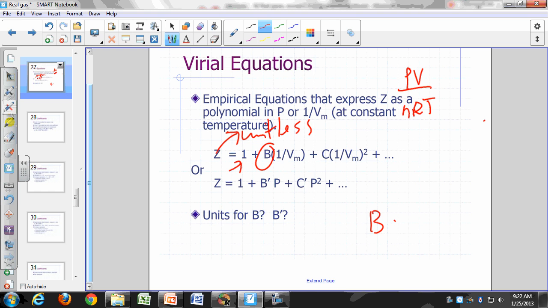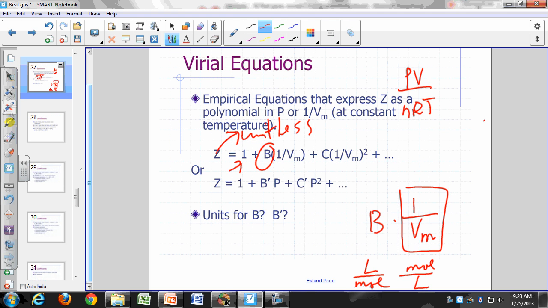B times 1 over molar volume must be unitless. So what's the unit for 1 over molar volume? Moles per liter, right? It's a concentration unit. So what's the unit for B? B has a unit of liter per mole. So B has a molar volume unit, liters per mole.